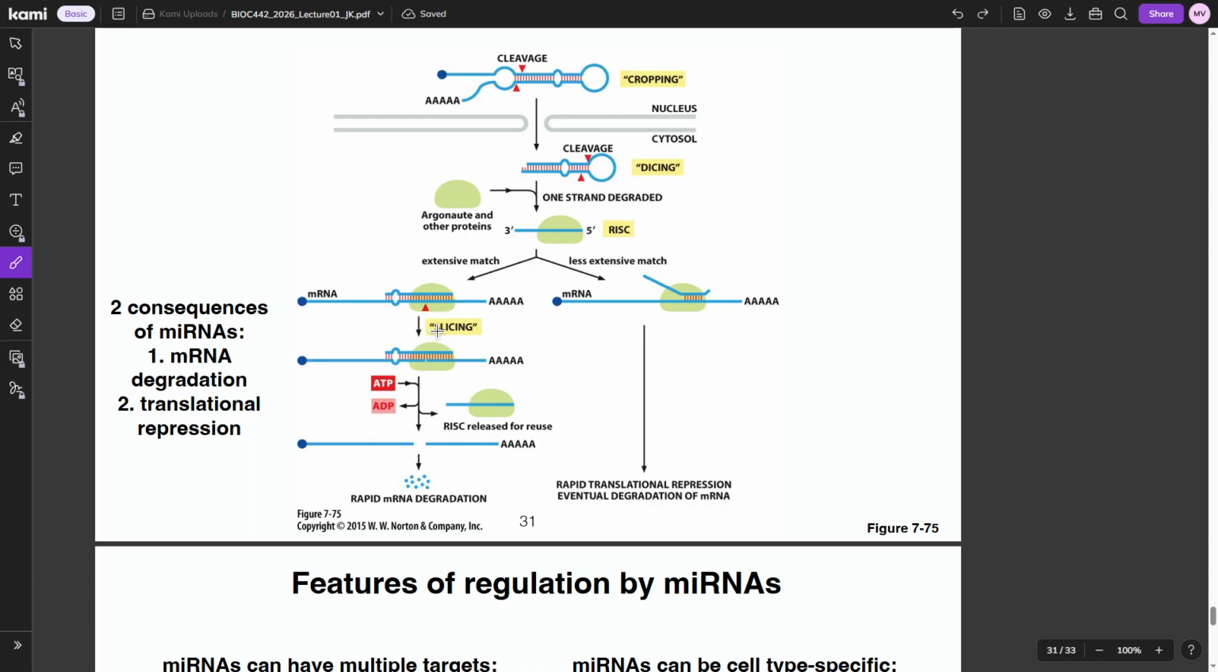So it matches, causes slicing by the argonaute protein. The argonaute protein basically cuts the RNA, and then using ATP, the hydrolysis of ATP allows for the breakage of the RNA into nucleotides, and then the RISC is released for reuse. So now you've got a cleaved mRNA and a reusable RISC.